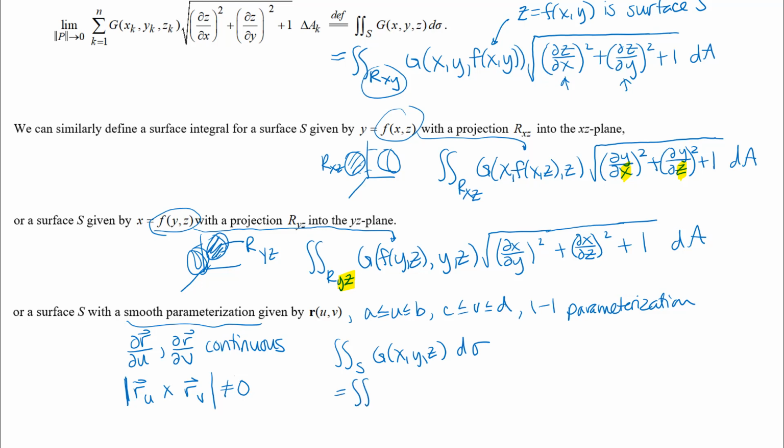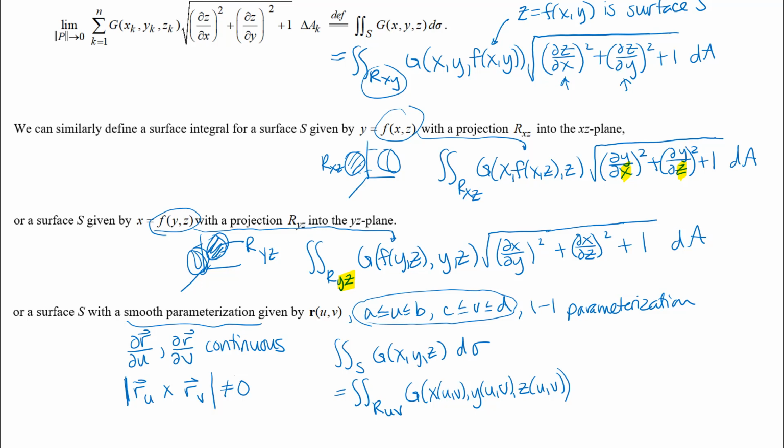Then our surface integral of g of x, y, z, d sigma will be rewritten as a double integral, but I'll be integrating over the uv rectangle. So R_uv here. And we're going to integrate our function, and instead of x, y, and z, that all needs to be in terms of u and v. So remember, our parameterization of our surface would have x as a function of u and v, y as a function of u and v, and z as a function of u and v. So I'll need to substitute those all into the equation of our surface.